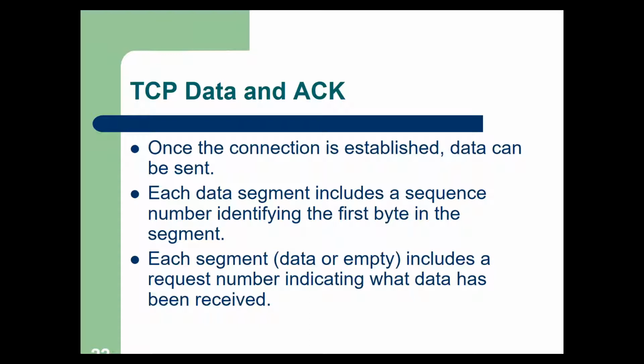So once the connection is established, data can be sent. This is the three-way handshake. Once the three-way handshake is done, we can send the data, and each data segment includes a sequence number identifying the first byte in the segment, and each segment includes a request number indicating what data has been received. This is what we have seen in the previous diagram.